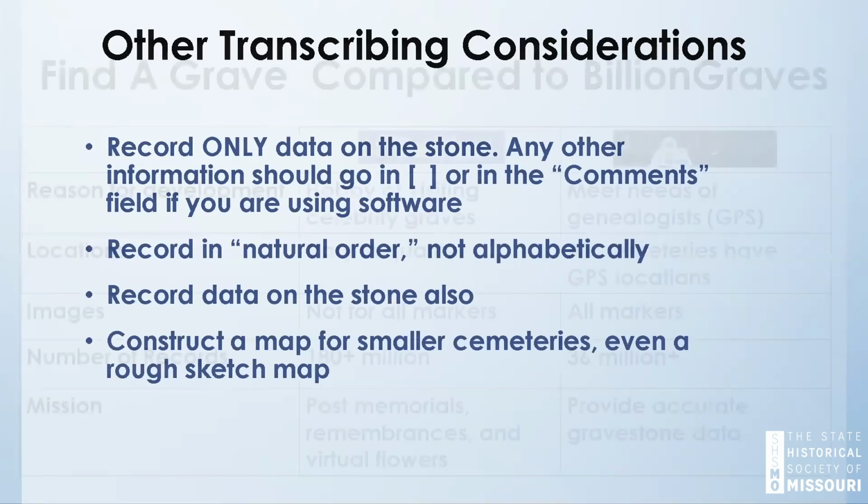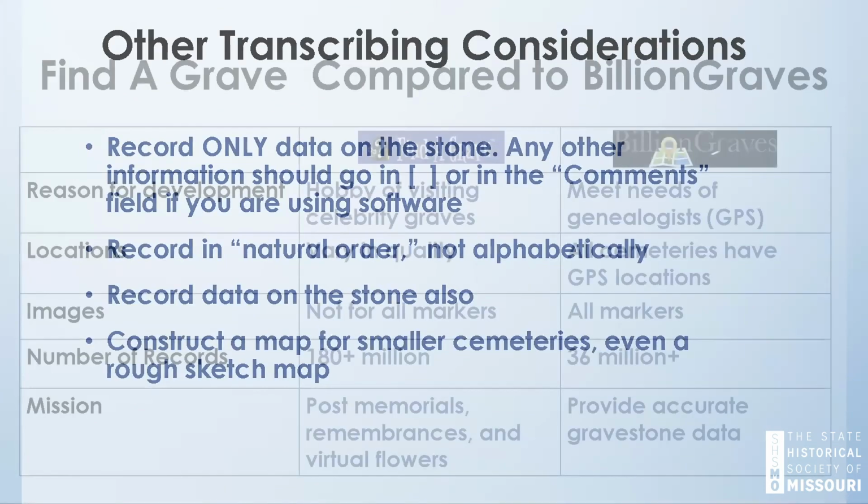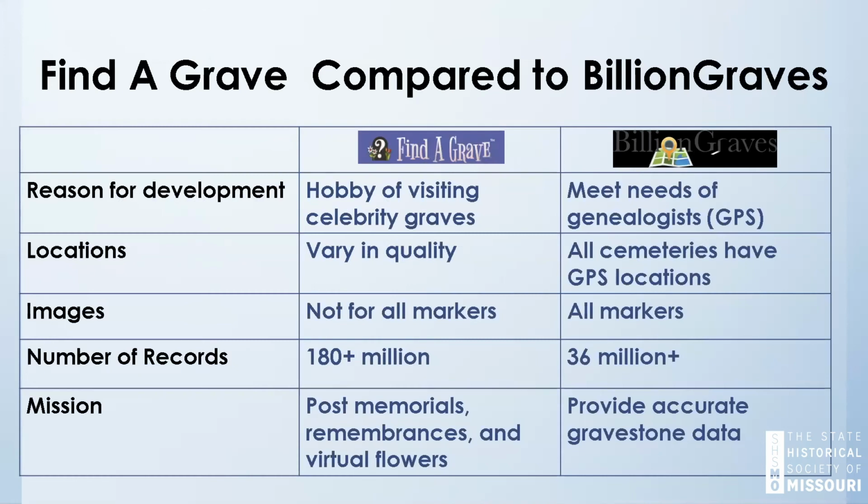A little bit about Find a Grave compared to Billion Graves. Most people use Find a Grave. Billion Graves actually, in some ways, is superior. But first of all, why were they developed? Find a Grave, it's a hobby of a person that liked to visit celebrity cemeteries, and it grew from there. And then Billion Graves actually was developed for genealogists. It gives you GPS, geographic positioning system locations.